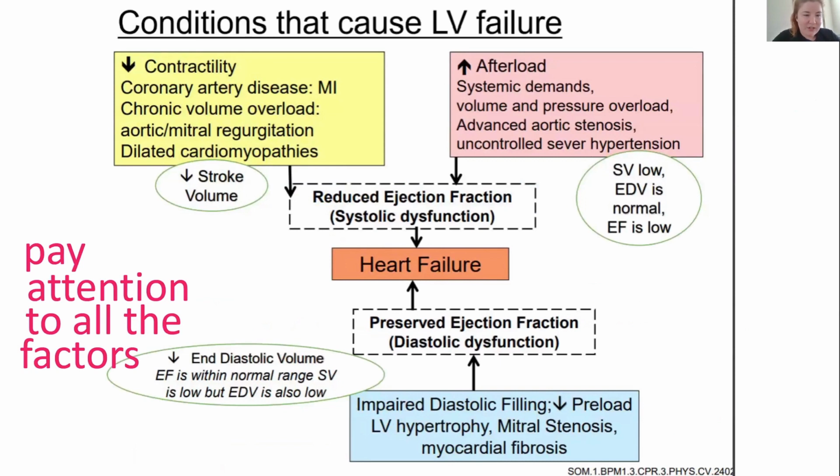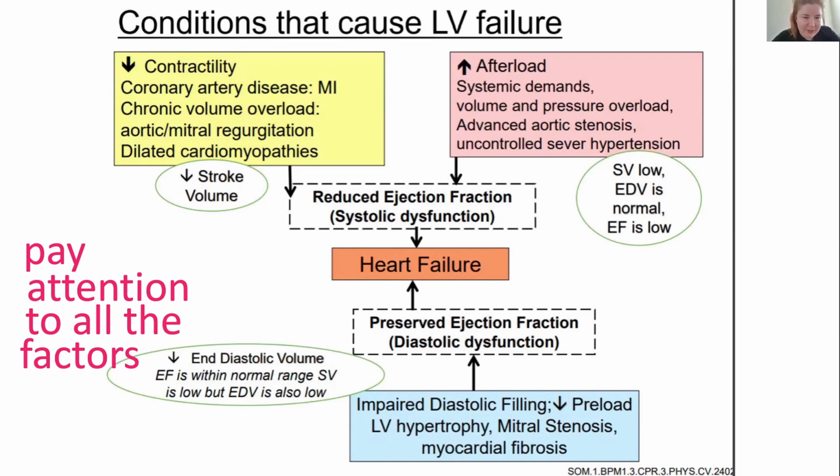Again, pay attention to the factors, what's going on. With decreased contractility, you're not getting that stroke volume, because contractility is the effectiveness of getting blood out of the heart and into systemic circulation. If you don't have good contractility, the blood isn't getting out of the heart because it's not as effective, so you're reducing the ejection fraction. Also afterload: anything that makes it hard to overcome that pressure and get the blood out of the heart is going to increase the afterload, which means stroke volume is going to be low, EDV is going to be normal, and EF is low. So you're reducing the ejection fraction.